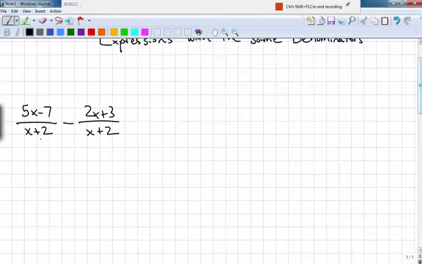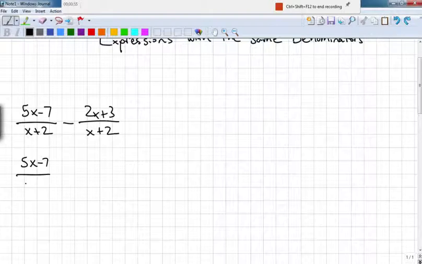Starts off fairly easy. When you add fractions or subtract fractions, you just add the numerators and keep the denominators. Now in this case, the first most common pitfall students fall into is the subtraction part. You need to do one of two things. You either need to do 5x minus 7, subtract the quantity 2x plus 3, or you could just distribute the subtraction to start with. That's actually what I'm going to do.